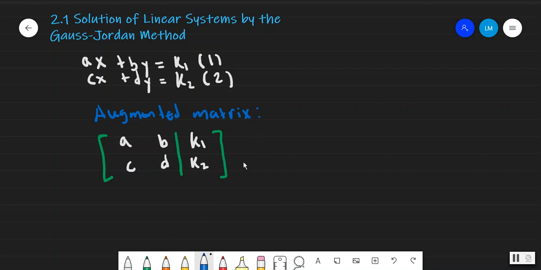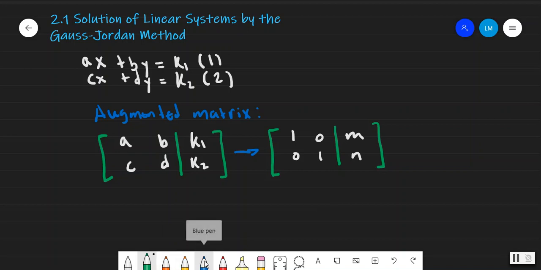Now, the whole goal of solving a system is to reduce it. We want to reduce it to where we're able to get the matrix in this form, where we have 1, 0, 0, 1, followed by a solution that we'll just call M, and a solution that we'll just call N. And then we'll separate it like so. This gives us that the solution is that x equals m and y equals n.